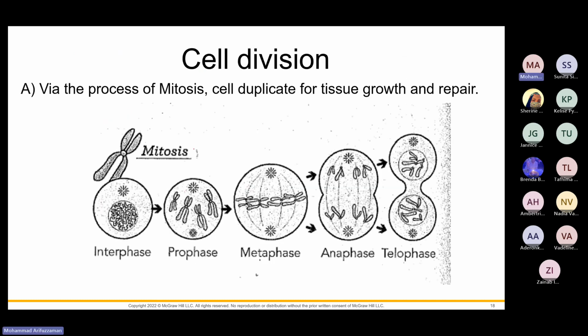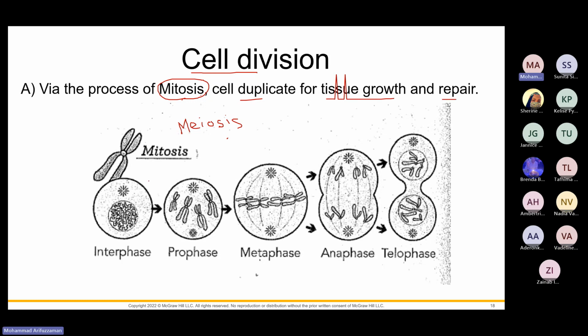So the chapter S2.4, in this chapter you also learn about the cell division. What are the types of cell division? Mitosis, and meiosis, two different types. So the difference between mitosis and meiosis is important. In mitosis, the cell duplicates, and the importance of mitosis is for tissue growth and the repairing process.